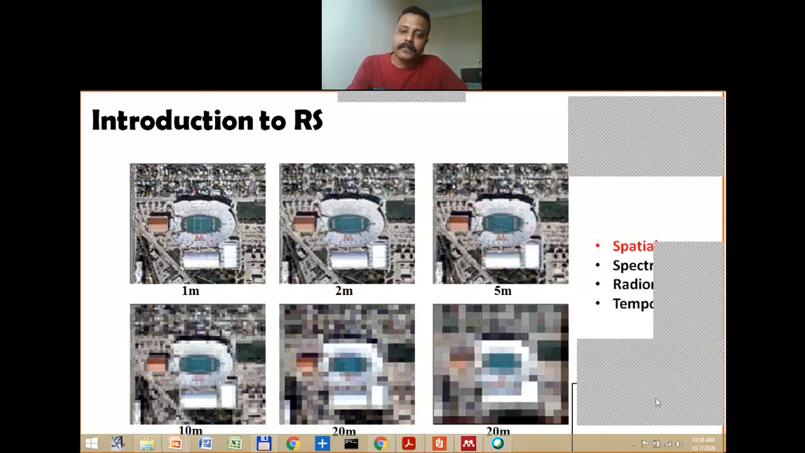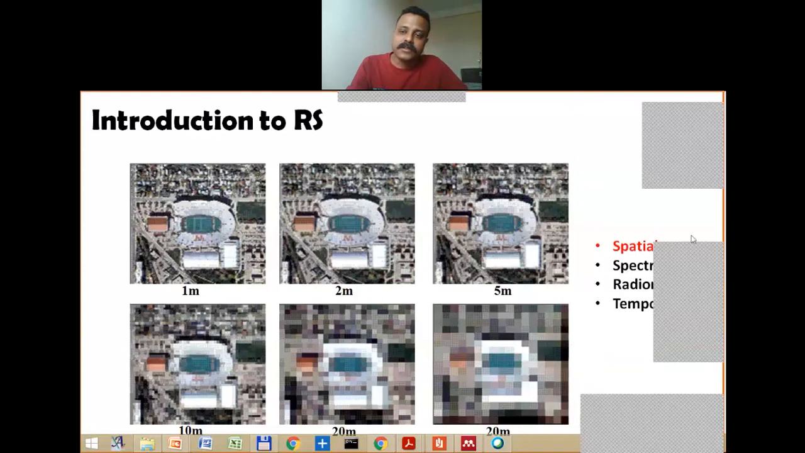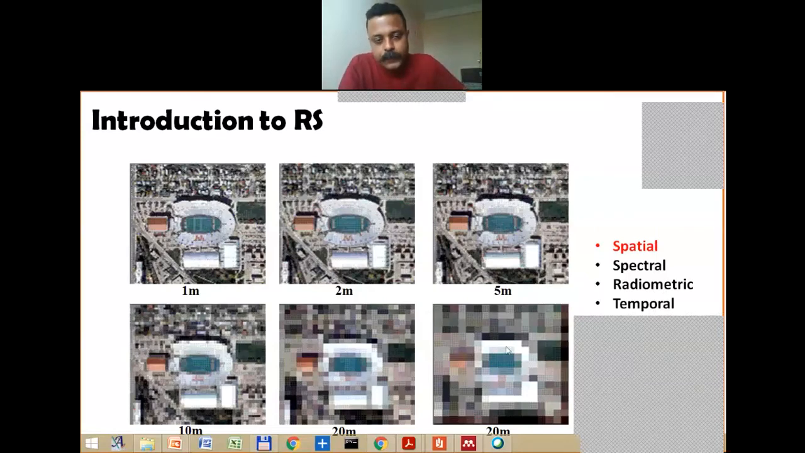Okay, so discussing our spatial resolution. So let us see this image and then tell me what this image is actually. This is a satellite image, but what actually does this look like? What do you think these are?